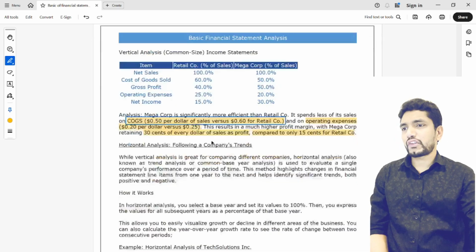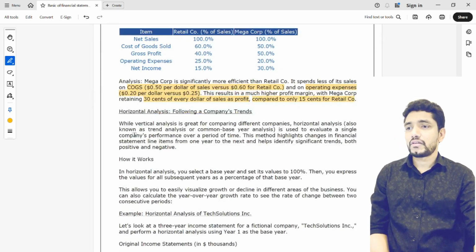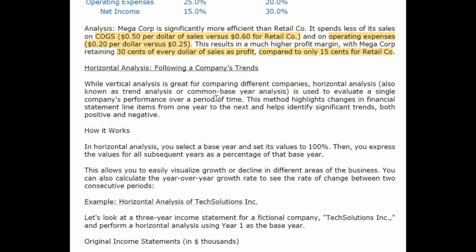The next analysis is horizontal analysis. While vertical analysis is great for comparing different companies, horizontal analysis, also known as trend analysis or common base year analysis, is used to evaluate a single company's performance over a period of time. This method highlights changes in financial statement line items from one year to the next and helps identify significant trends, both positive and negative.